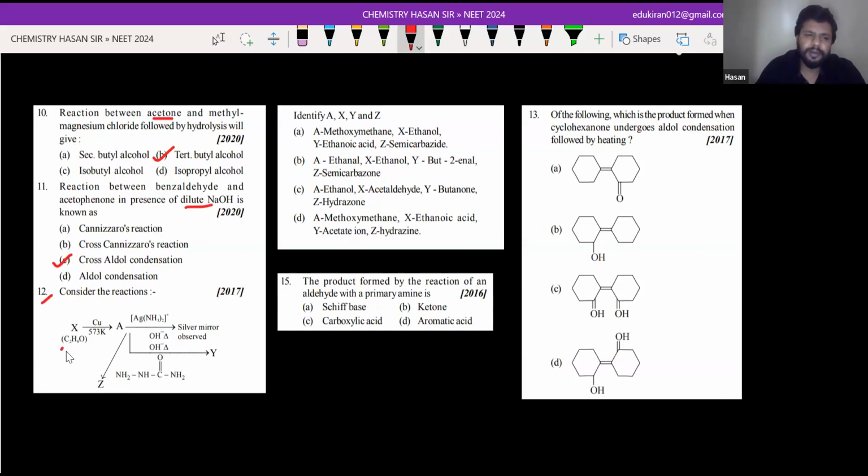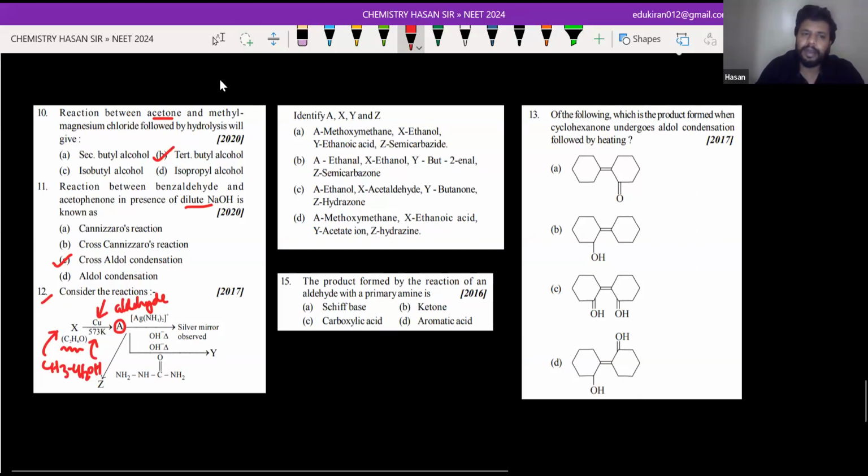As you can see, there is a compound you are going to use copper at 573 Kelvin, which is oxidation. So it converts into A, which gives a silver mirror. That means it must be an aldehyde. Going back, on reduction it becomes alcohol, because oxidizing a primary alcohol gives an aldehyde. So this is your alcohol, ethanol, which is oxidized into the aldehyde, ethanal.